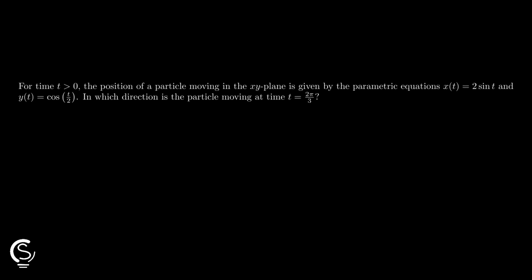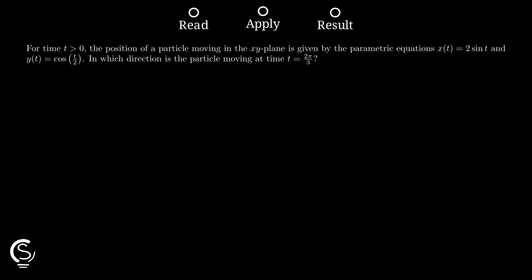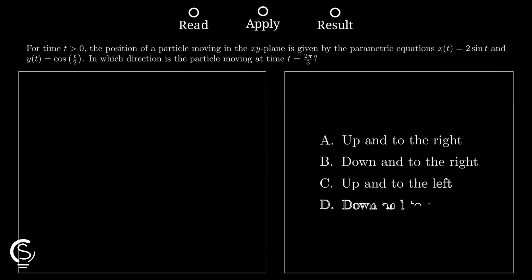Let's level up. Particle direction questions get easy fast when you track the velocity signs instead of the position, and we can lock this one in quickly. Differentiate the parametric equations because direction comes from velocity.